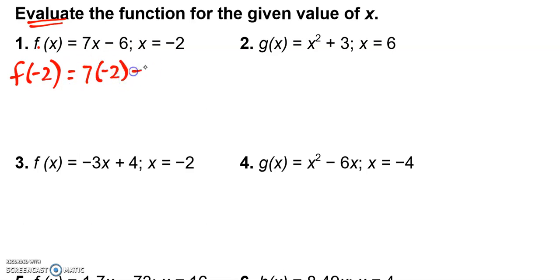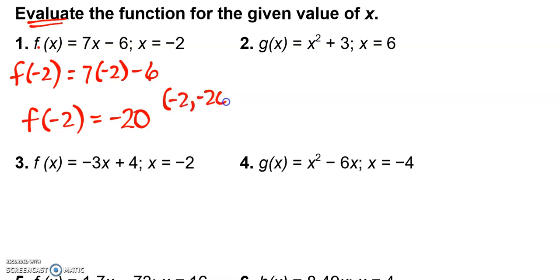Replace every x that I see with a negative 2, and then carefully follow my order of operations. F of negative 2 will be equal to negative 14 minus 6, which is negative 20. So I could write that as a coordinate point. In goes negative 2, out comes negative 20. So go ahead and pause your video, try the next ones, use your calculator if you need to, and make sure you're following order of operations.